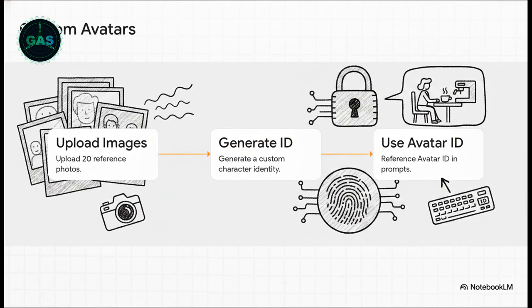The really crucial point here is that you can also build custom identity assets. By uploading around 20 reference photos, you can generate a completely custom character ID. Once that is loaded into the system, you can just type a command asking for an image or a video of that specific person, say working at a coffee shop, just by referencing the avatar ID. It integrates your actual brand or persona perfectly into the automated flow.